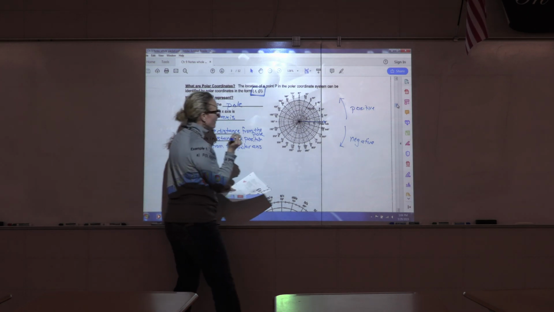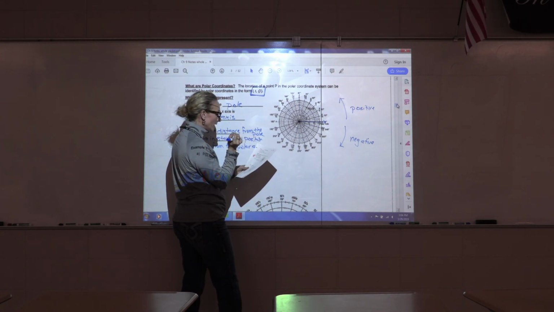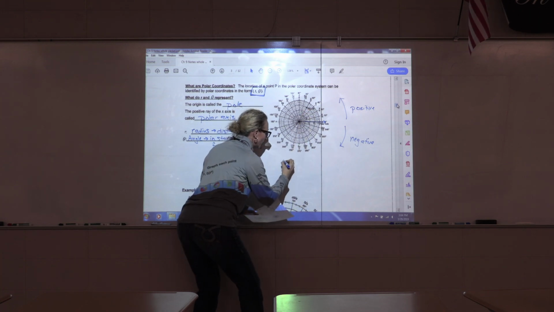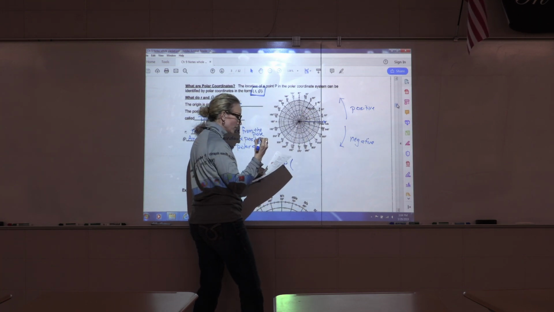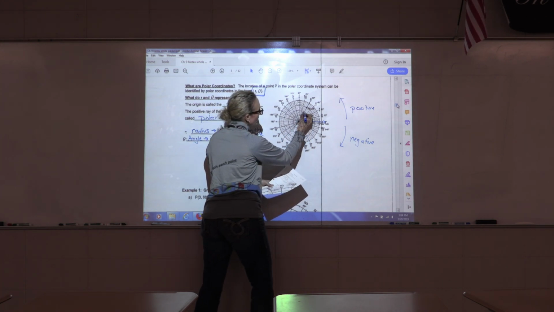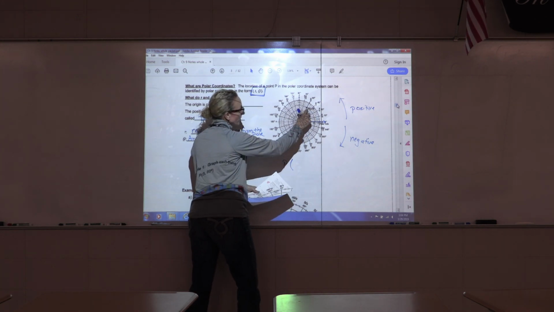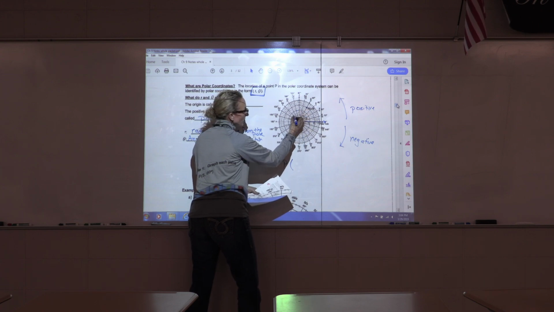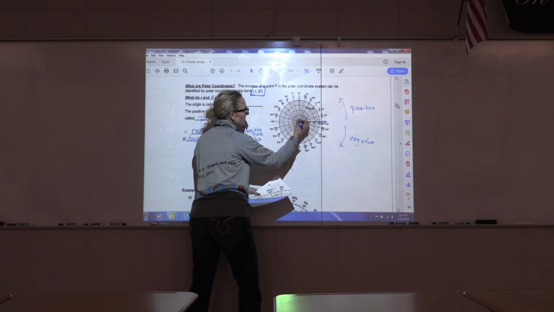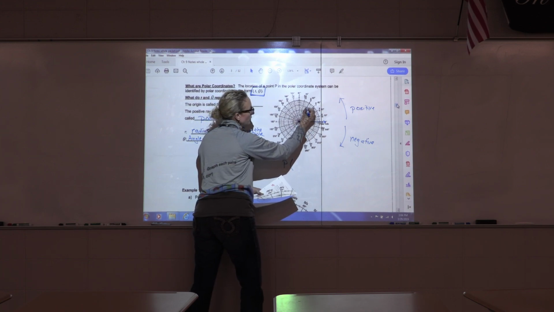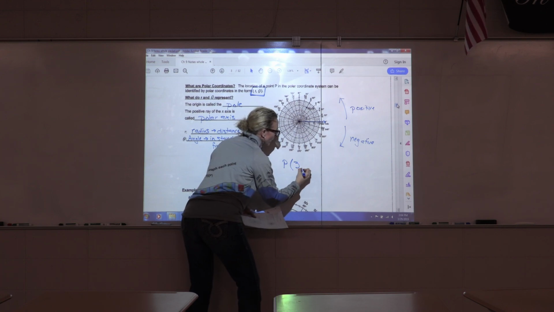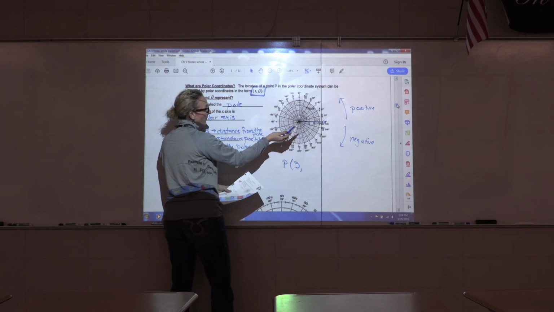If you look at this point right here on this graph, point P, it's really hard to read, but point P on the graph there is the point 1, 2, 3. So I'm labeling this point right there. Do you see how it's 3 circle lengths out? So that's a radius of 3. 1, 2, 3. So point P on that picture would be 3 comma theta.